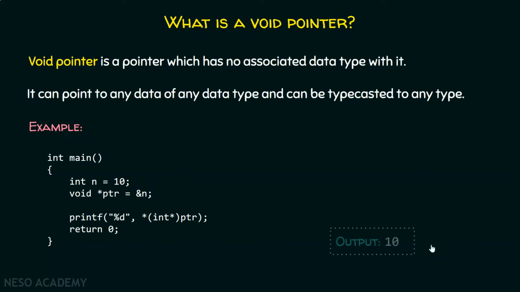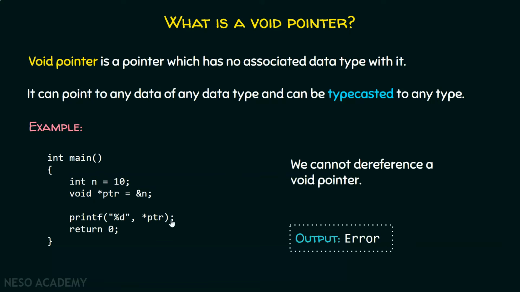After dereferencing, the output will be 10, right? Because it contains the address of this variable. When we dereference this pointer, the value 10 will get printed on the screen. So this is what void pointer is, but let me tell you that we cannot dereference a void pointer directly. It is important for us to typecast our pointer before dereferencing it. Here typecasting is very important. So if you are using it directly, then obviously you will get an error message. So you need to be very careful about this.